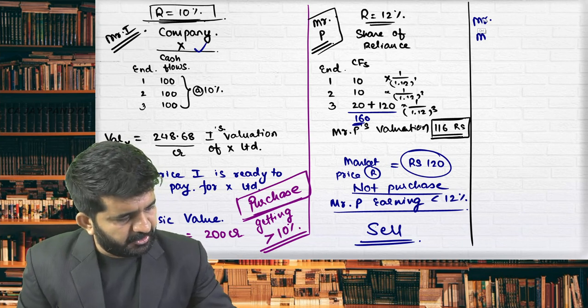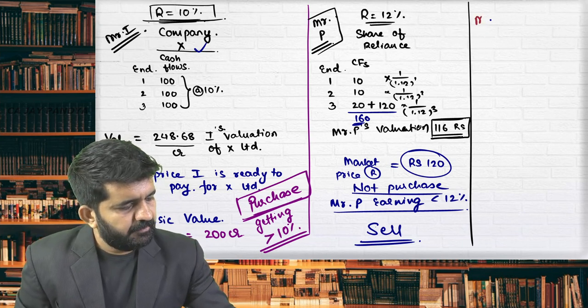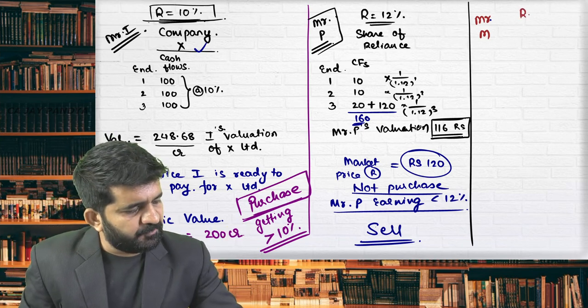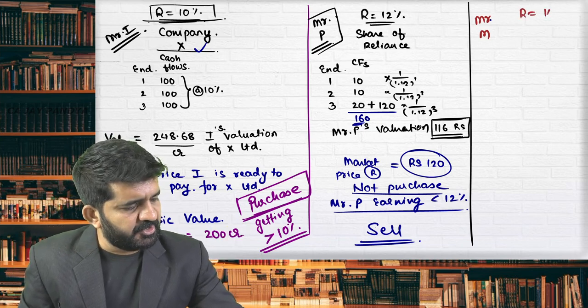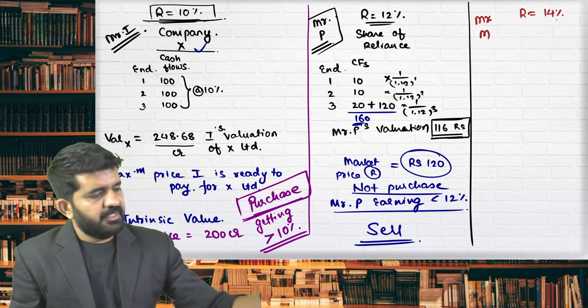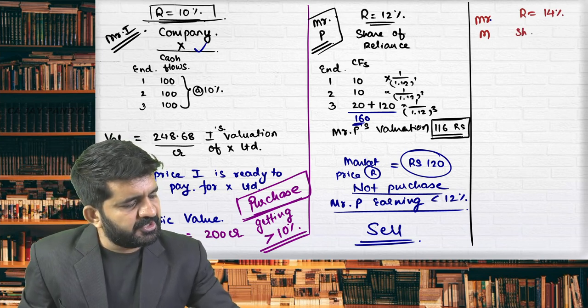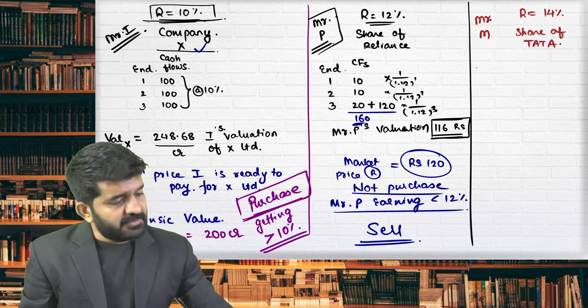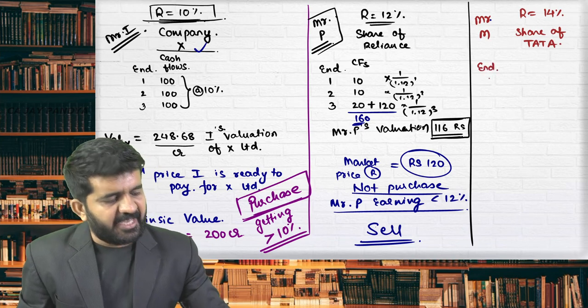Let me even change the color. Mr. M is planning to purchase. First, his required rate of return is 14%. He is planning to purchase a share of Tata. Now, what is his expected cash flow?